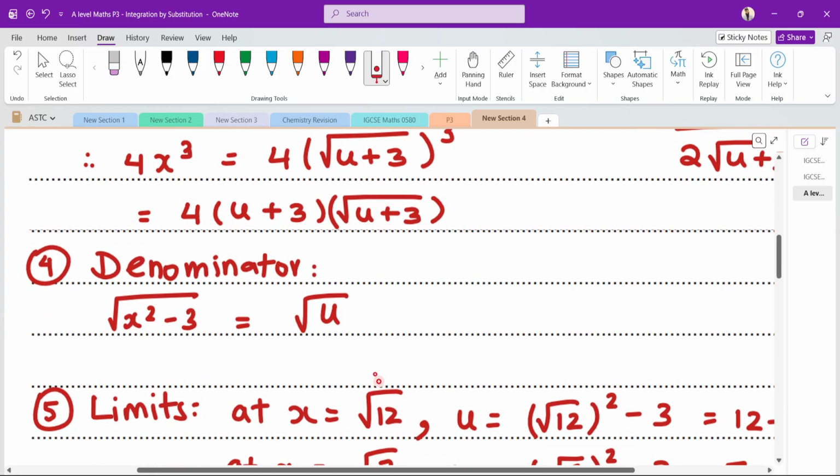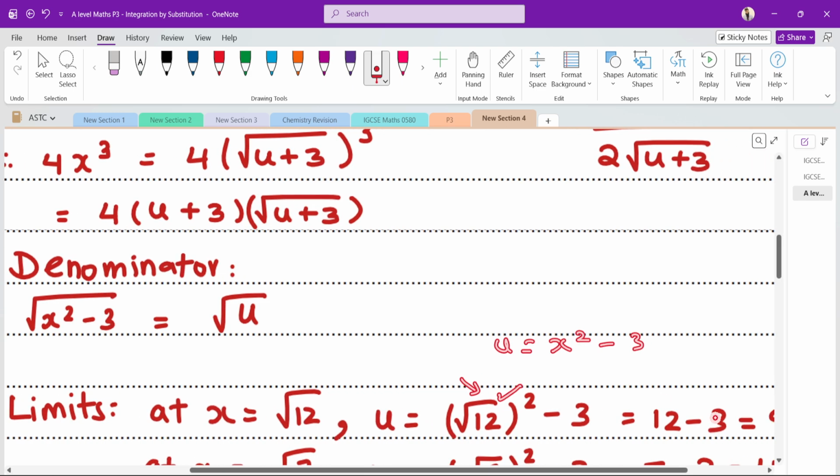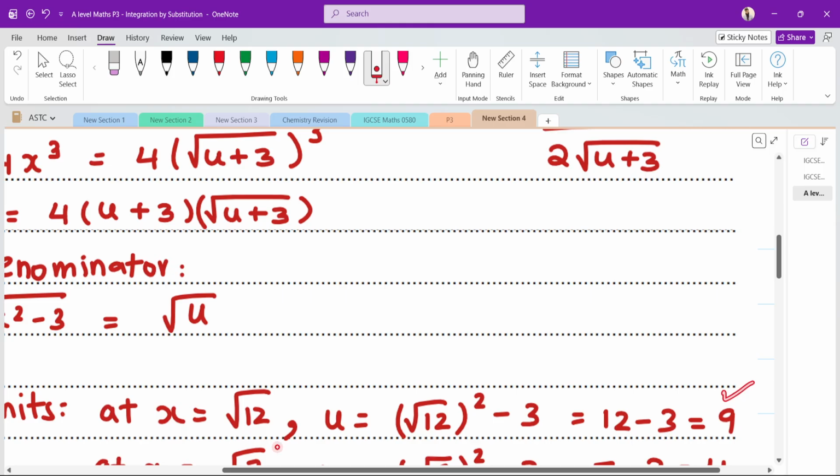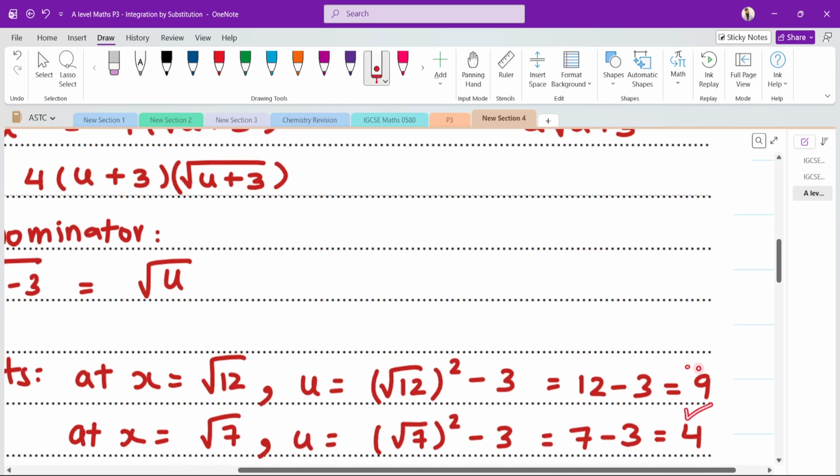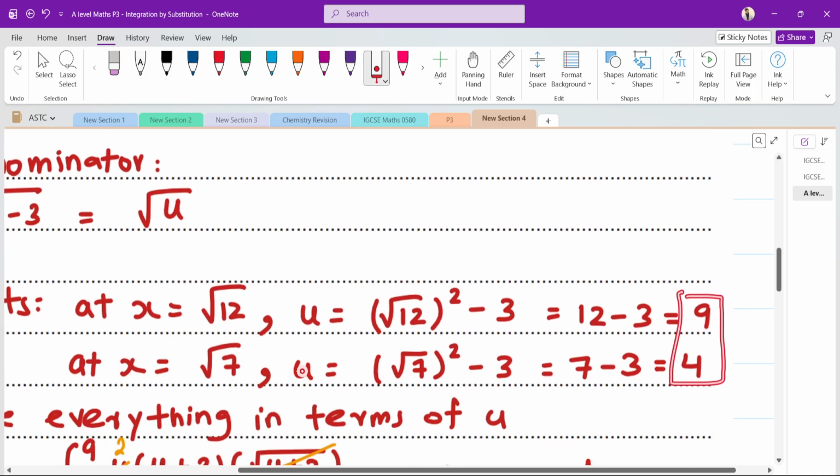We know that x is equal to root 2. So what will be the corresponding u value? Plug in the value in the equation, u equals x squared minus 3. Then you are left with 12 minus 3, that is equal to 9. When you plug in the value of x as root 7, you get the answer as 4. So my new limits will be 9 and 4.